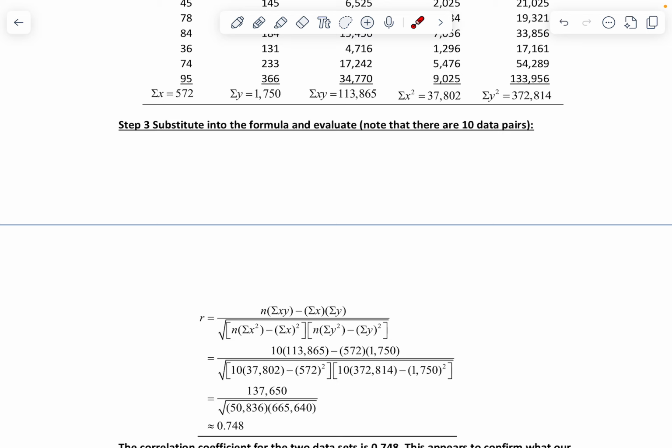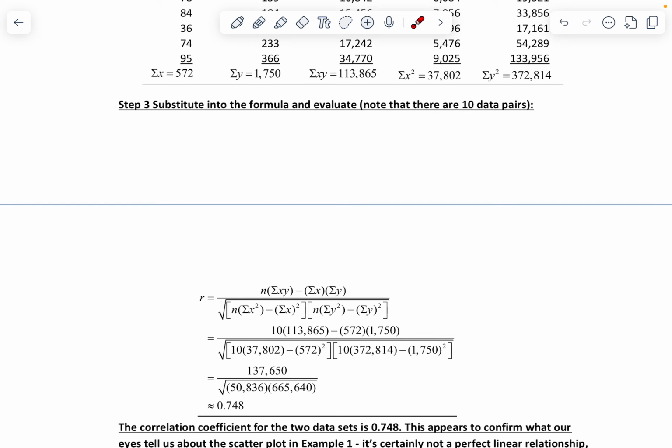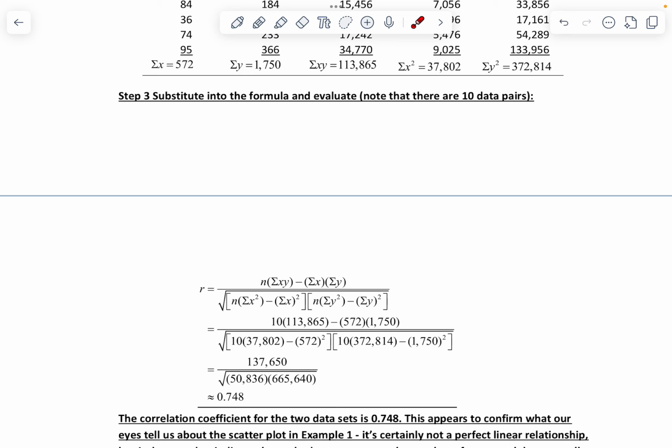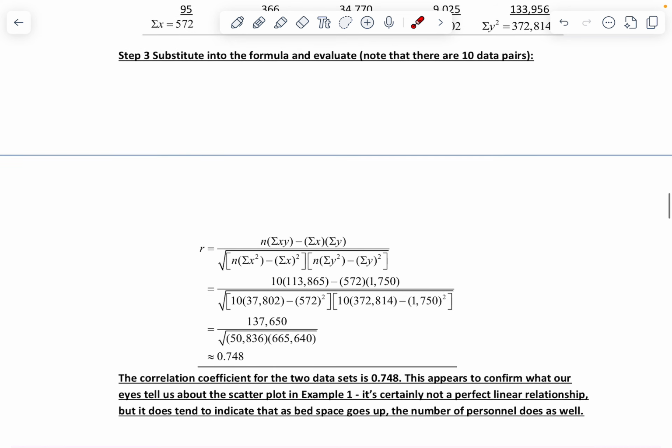And then you really just need to carefully work this out. You'll need a calculator. Break it up into several steps. Like what we did here, simplify the numerator. The numerator simplifies down to 137,650, and simplify the two numbers underneath the square root, which are these two numbers. Once you get it down to here, it'd be pretty easy just to do that final step in your calculator, and you end up with about 0.748. That's our correlation coefficient.